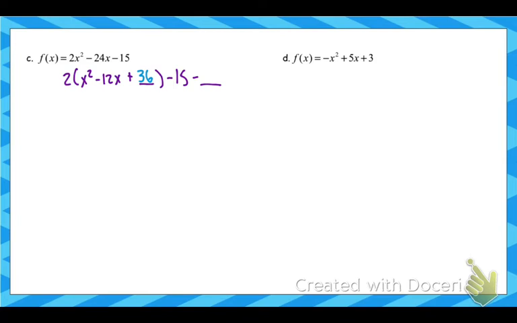I've actually added 2 times 36 to this equation, because that 36 is inside those parentheses, which means I've really added 72 to this equation. So if I've added 72 to this equation, I also need to subtract 72 from this equation. Now that 2 stays on the outside, I can factor this. And I'm in vertex form.